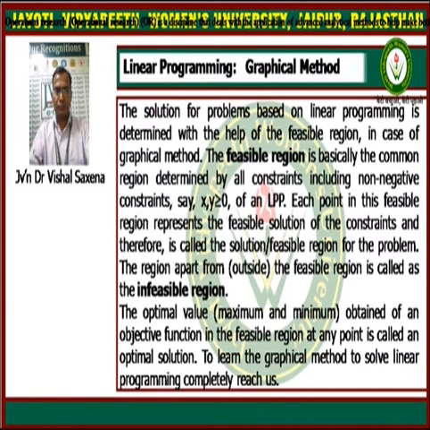Now here the graphical method for solving linear programming problems is explained, and the concept of the feasible region is very important. This can be determined by all the constraints including the non-negative constraints, x, y greater than or equal to 0, of the linear programming problem. Each point in the feasible region represents a feasible solution of the constraints, and therefore it is called the feasible region for the problem, and the region outside the feasible region is called the infeasible region. The optimal value, maximum or minimum, obtained of an objective function at any point in the feasible region is called the optimal solution, and in this way we can find the solution by this method.